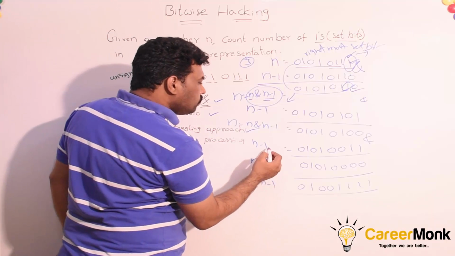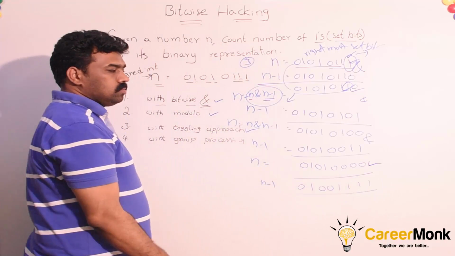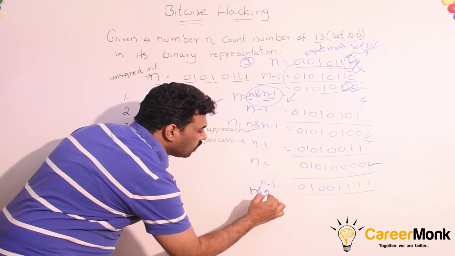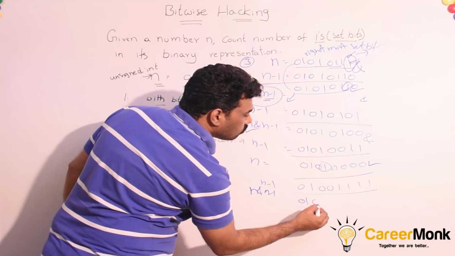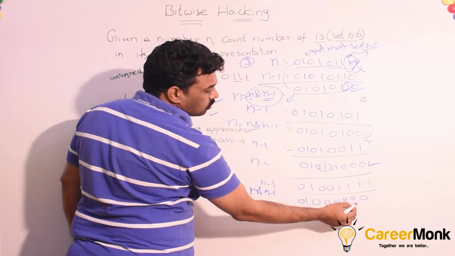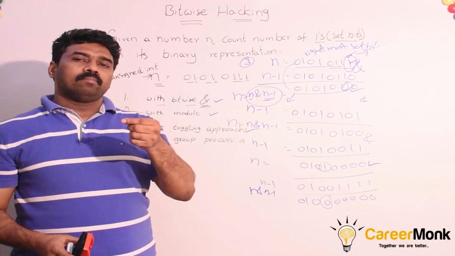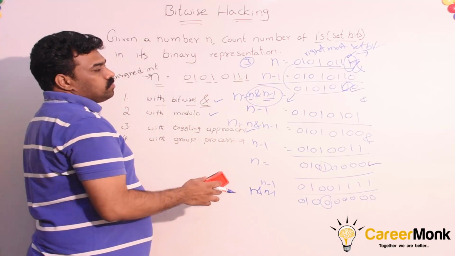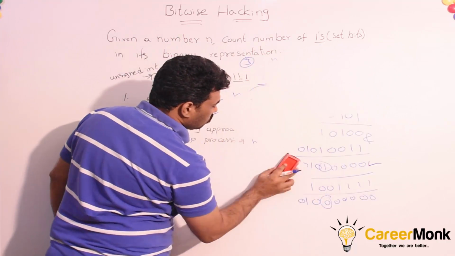In the next iteration, we have made this as n. And n minus 1 is this one. What is n and n minus 1? Since the rightmost set bit is this one, that will become 0. Clear? So n and n minus 1 always toggles the rightmost set bit. Now, let us consider another example so that you will get clarity.